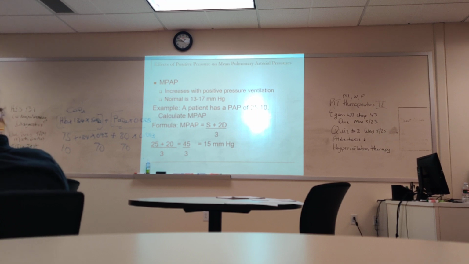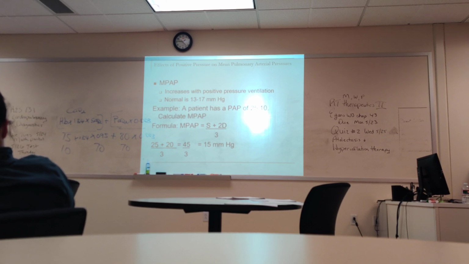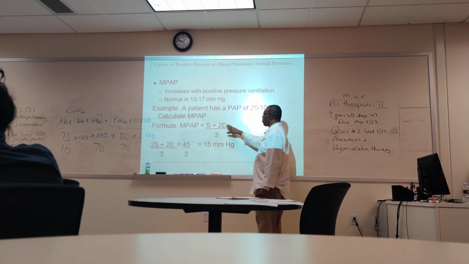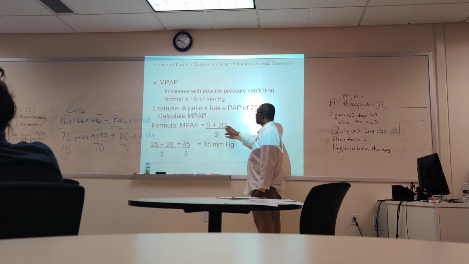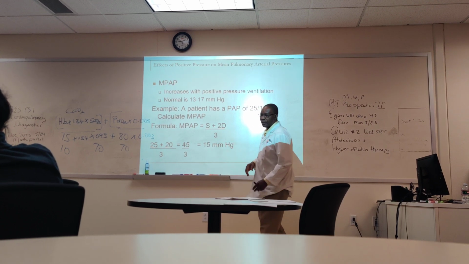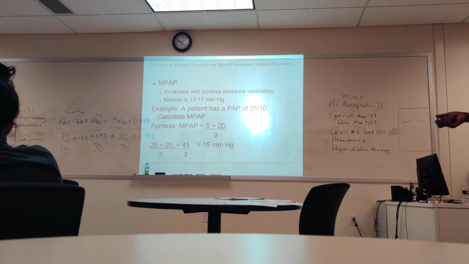Here's an example of how to figure out the mean, and that's the formula there. MPAP equals systolic pressure plus 2 times the diastolic pressure, divided by 3. Sorry, I said stroke volume, but systolic is what I mean. The reason that we multiply the diastolic pressure by 2 is because the heart spends twice the amount of time in diastole than it does in systole. That's why we're multiplying by 2. So basically you have 3 things there, and then we're dividing by 3, so that makes it an average.